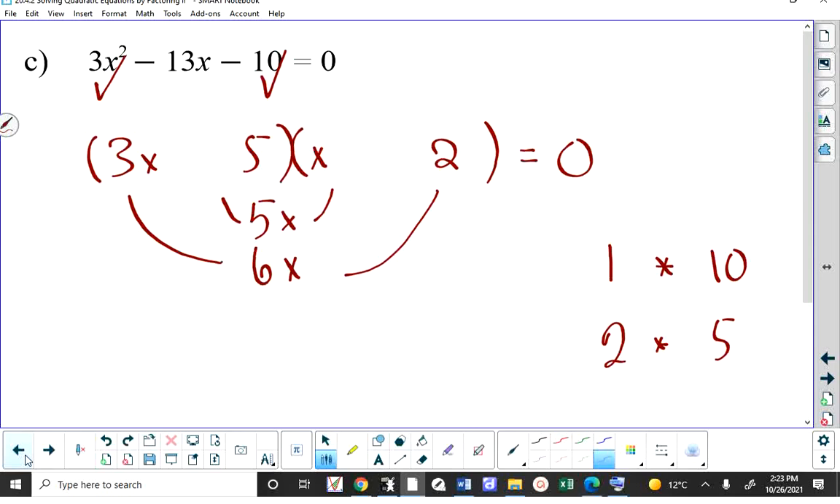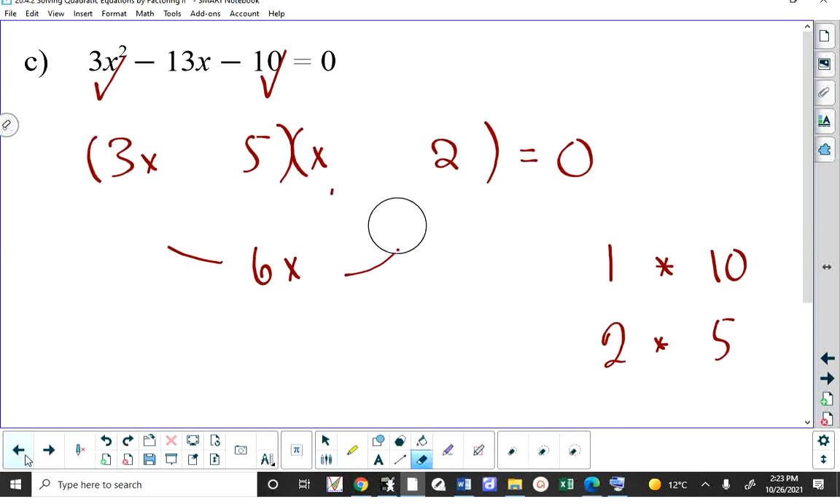One of these has to be negative because either the 2 is negative or the 5 is negative, which makes one of these negative. It doesn't matter how I do it. If it's negative 6x, when I add 5x, I'm sure not going to get negative 13x. In other words, it doesn't work. So I swap them.